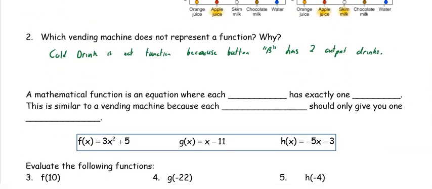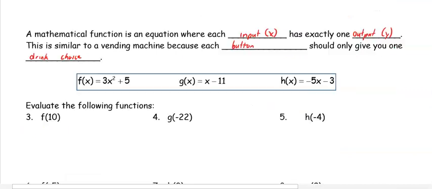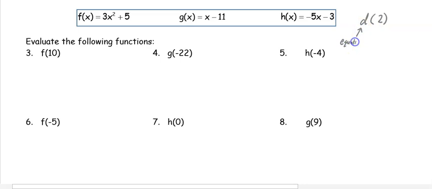So in a math function, in an equation, each input, or x, is going to have exactly one output, which is sometimes our y value. This is similar to a vending machine because each button gives you one drink choice. So let's evaluate the following functions. Now, what's going to happen is there's going to be a letter and then a parenthesis with a number inside it. The letter is going to tell you which equation to use, and the number is what we are going to sub in for x.